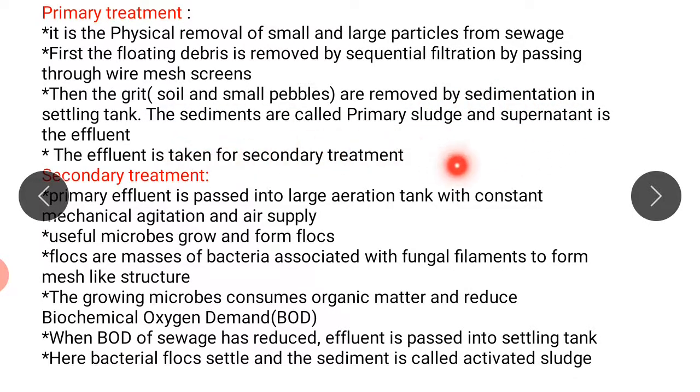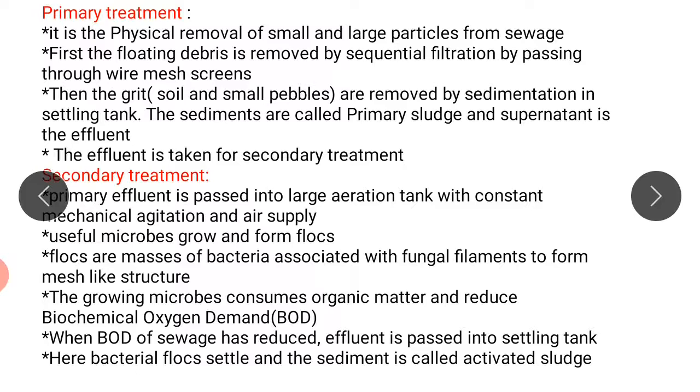Then again the effluent is treated in secondary treatment, so it is allowed to go into the aeration tank where constant mechanical agitation is provided to supply additional air, additional oxygen, where microbes grow and form flocs, that is the mesh-like structure, a combination of fungal filaments and bacterial things. So what they do is they decompose the organic matter and BOD is reduced.